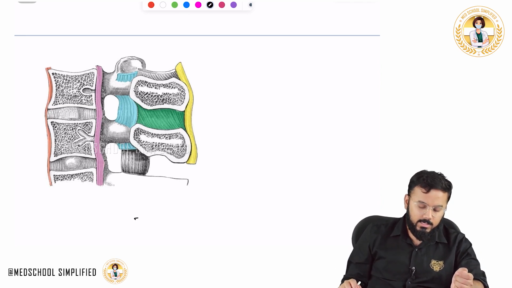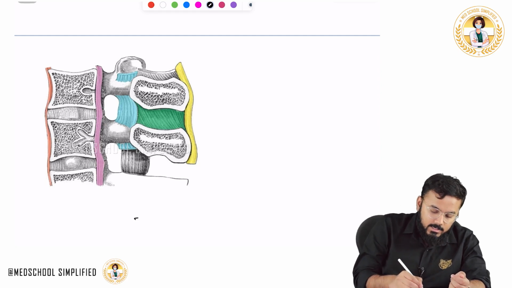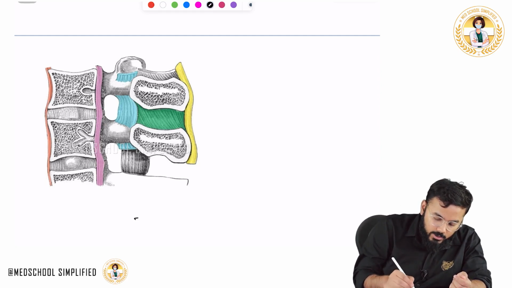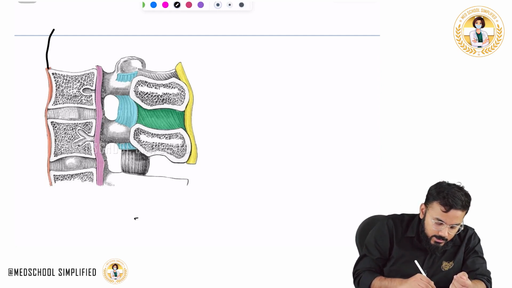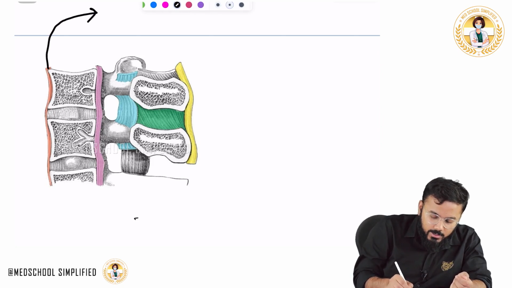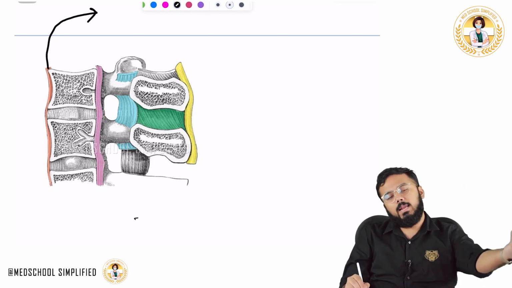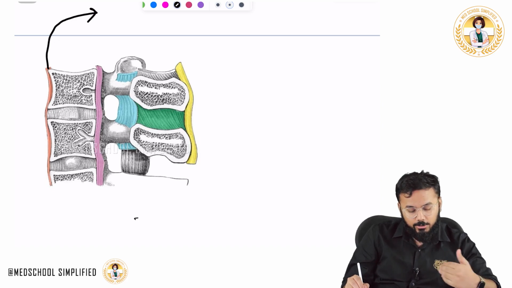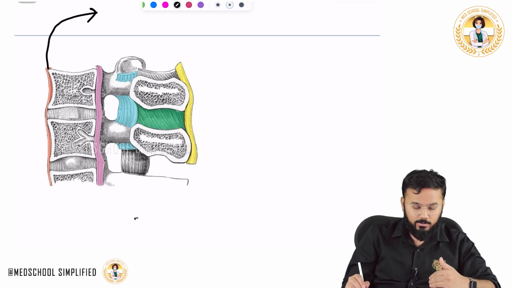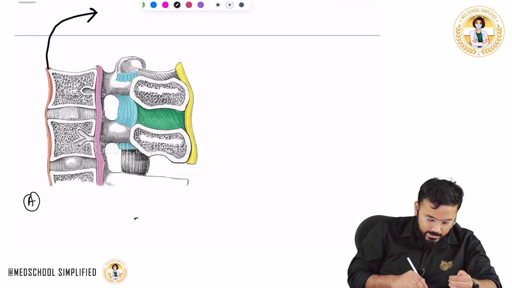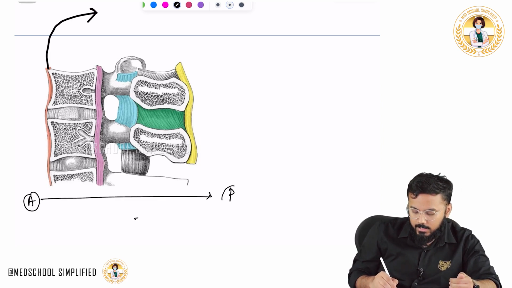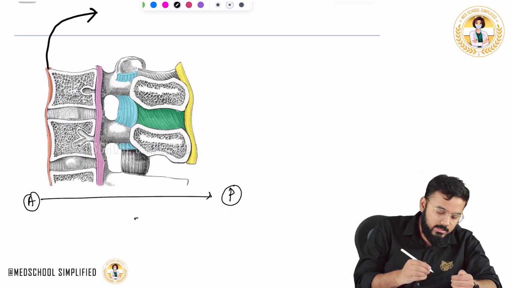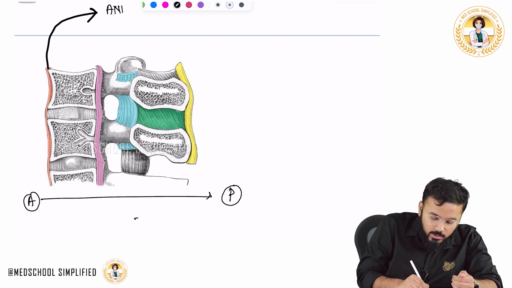So if you look at these ligaments over here, see this particular ligament, which is more anteriorly present and it is longitudinal, right? Let us say this is the anterior part and all the way till here is the posterior part. So this ligament over here is called your anterior longitudinal ligament.